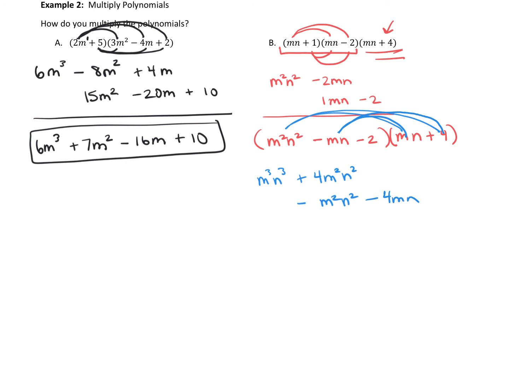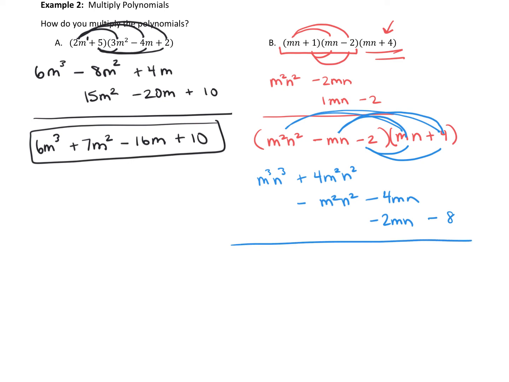All right, we have one more term to distribute. We have a negative 2 times mn. That's just a negative 2mn. Again, I'm just lining up like terms. And then negative 2 times a positive 4 is a negative 8. Our final answer we will get from combining any like terms.